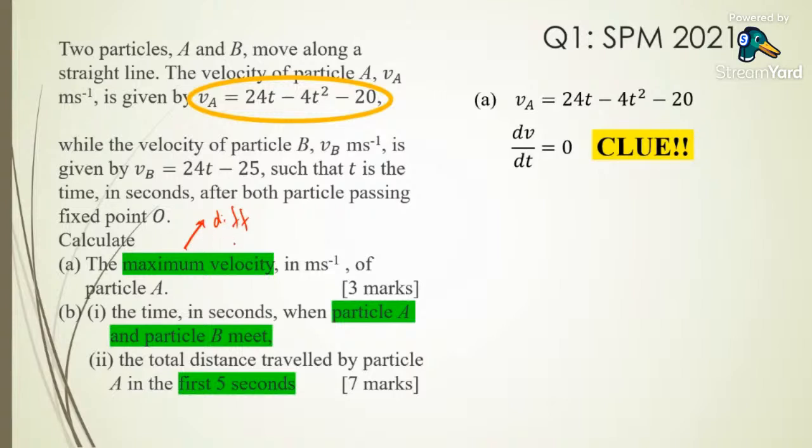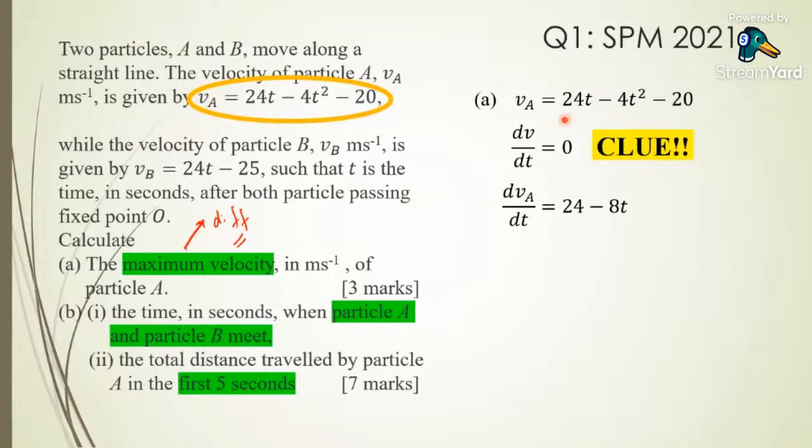When we say maximum, or maybe later on you will see minimum, automatically you differentiate. Differentiate what? When we say maximum velocity, that means we differentiate dv/dt, because it is maximum velocity. And then what to do next? Equate it to 0. So this is the biggest clue on solving maximum velocity. And then how do we differentiate? This one is the differentiation skill.